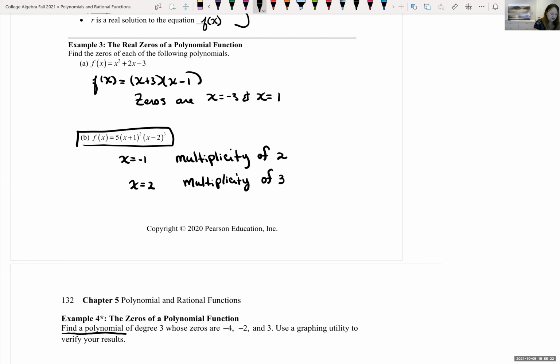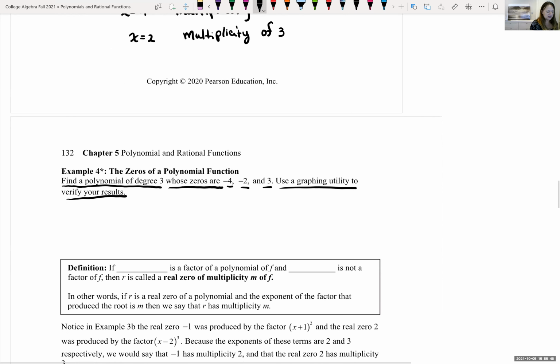So it says, find a polynomial of degree 3 whose zeros are -4, -2, and 3, and then use a graphing utility to verify your results. Okay, so we're using the fact, and we're going to use this a lot in this chapter, and we're going to need to recall how to do long division of polynomials or synthetic division. So we're going to get to really high degrees of polynomials and be able to use some tools to help us find the zeros. And a lot of times we want to rewrite these as factors.